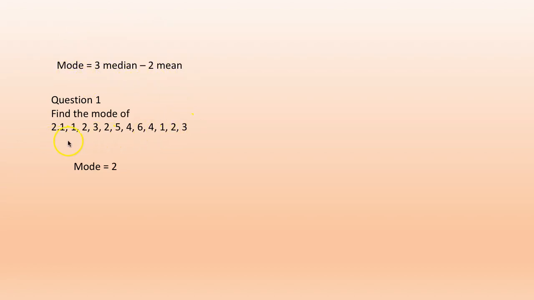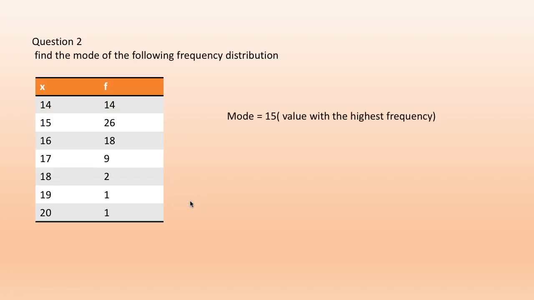First question, find the mode of the following observations. Here 2 occurs 4 times compared to all the other values. 1 occurs twice, 3 occurs 2 times. So mode is the largest occurring term, that is 2. So mode will be 2. Question 2. Find the mode of the following frequency distribution. Looking at the table, the highest frequency is 26, so the mode will be 15.